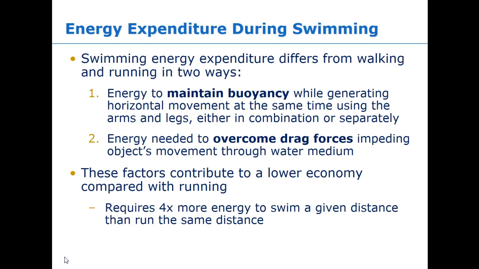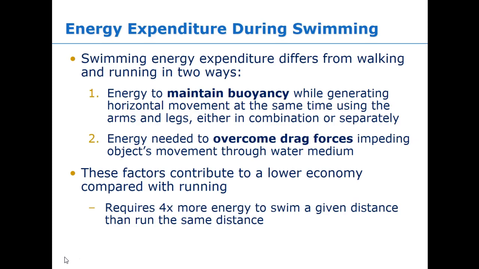Swimming differs in several aspects from walking and running. The most obvious is that swimmers have to expend energy to maintain buoyancy while generating horizontal movement, at the same time using their arms and legs, either in combination or separately. Other differences include energy requirements for overcoming drag forces that impede movement of an object through a water medium. The amount of drag depends on characteristics of the water medium and the object's size, shape, and velocity. These factors contribute to a considerably lower economy swimming compared with running.